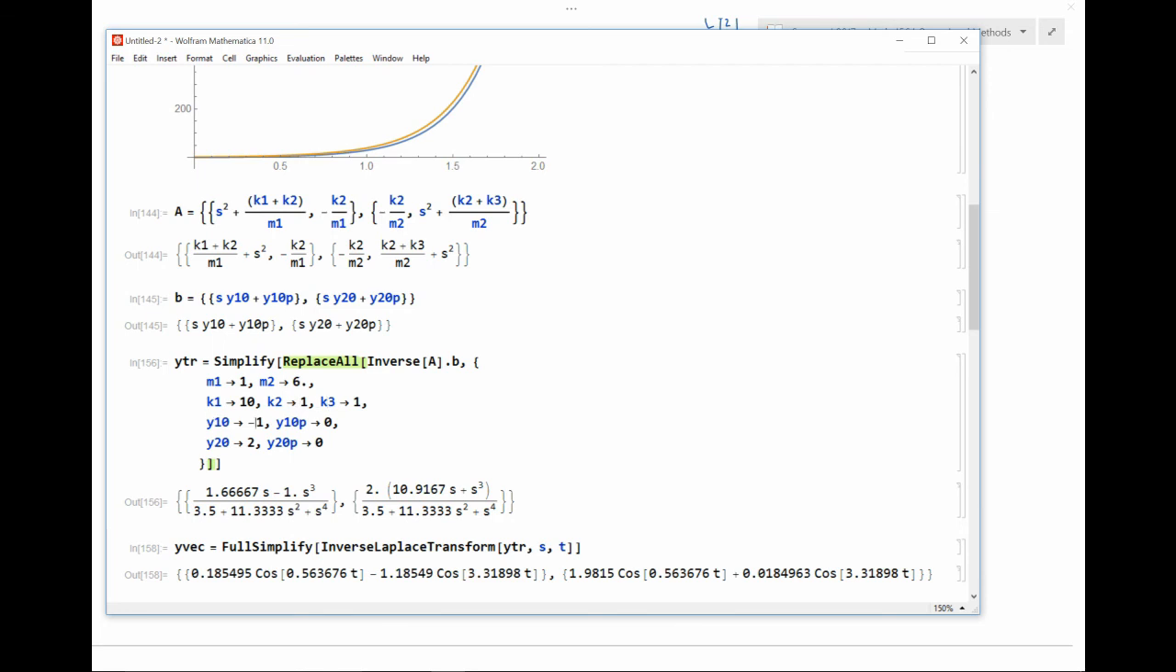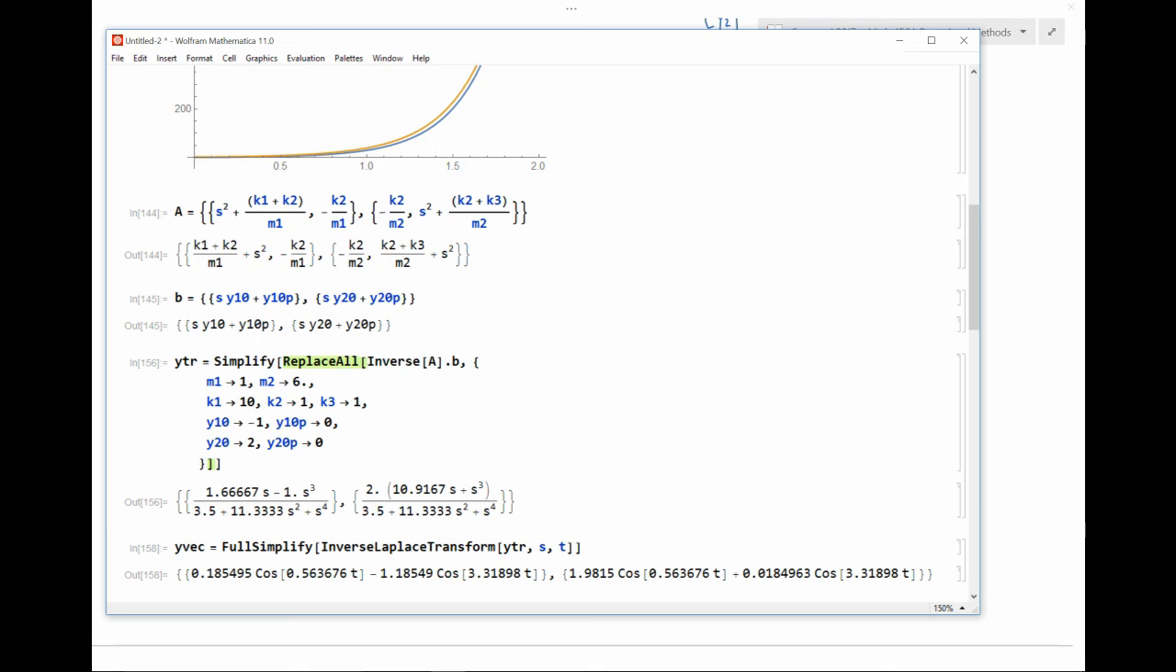Initial positions: I'm going to displace the first element by -1 unit, so I'm going to move it to the left by 1 unit. And the second particle is going to be moved by 2 units. So what else is going on here? Well, I compute the inverse of A and I multiply it by B.